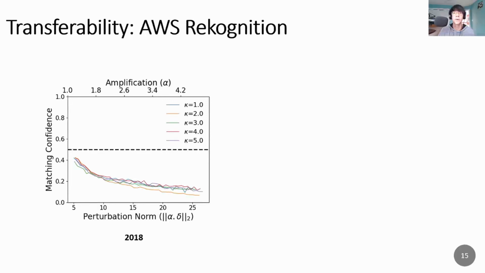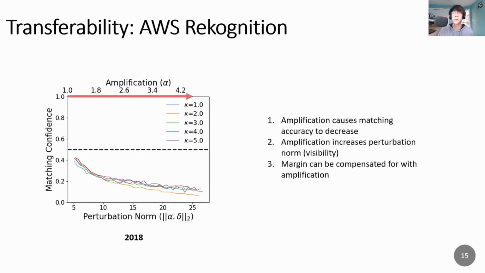From this study carried out in 2018 on the AWS Recognition Service, notice that the general trend is that increasing amplification causes the perturbation norm to be larger, and as a result, the matching confidence of the service provider decreases below the 50% mark, indicating a successful transferability. We also observed that increasing the margin does not have as prominent an effect as increasing the amplification. Also, amplification is done as a post-processing step and is not on the critical path.